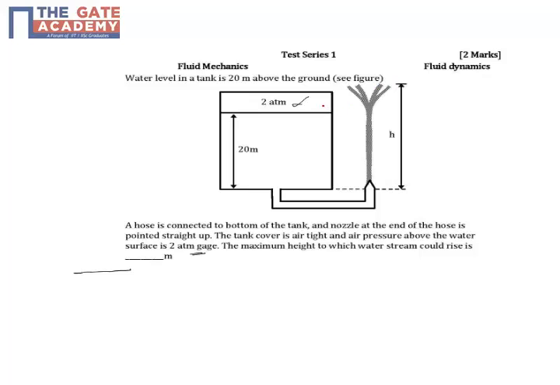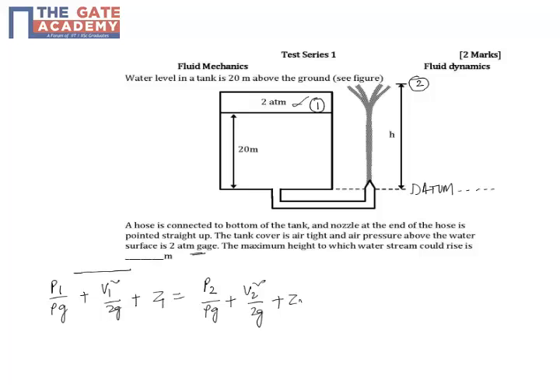As it is a question relating pressure and velocity, I will first determine two levels. This is reference point 1 and this is reference point 2, the max height up to which the water level rises. So these two levels, and the datum is this. Okay, so I apply the Bernoulli equation: P1 by rho g plus V1 square by 2g plus Z1 is equal to P2 by rho g plus V2 square by 2g plus Z2.